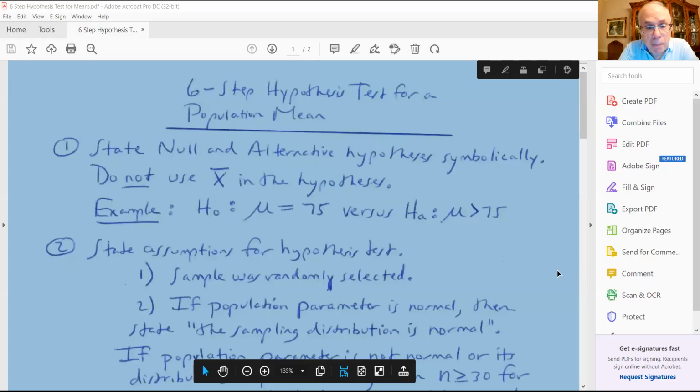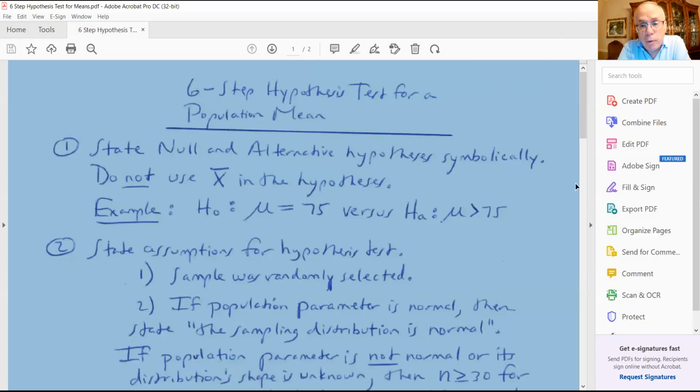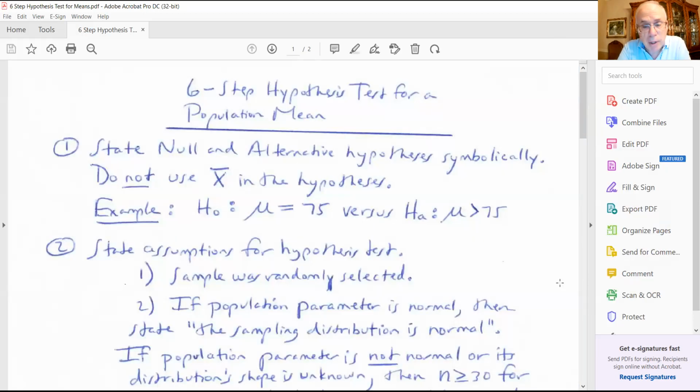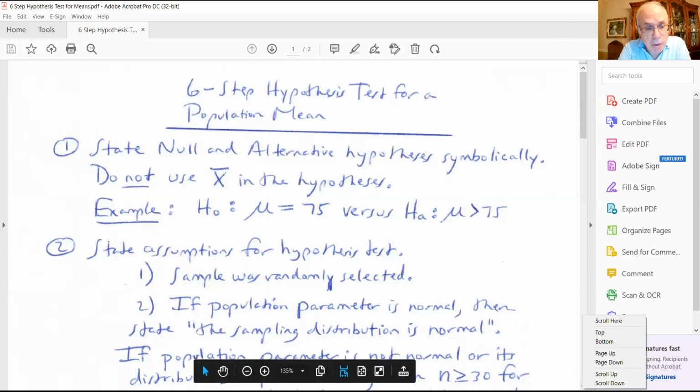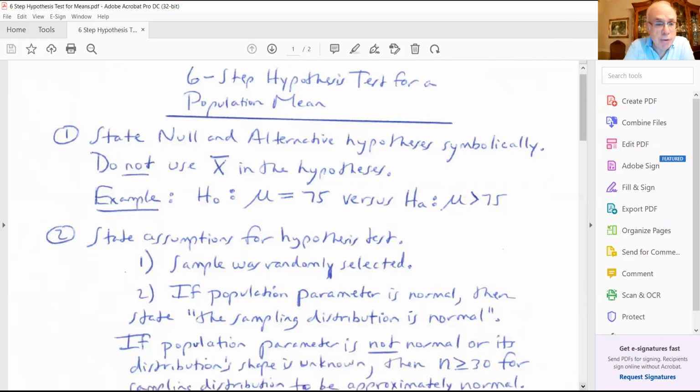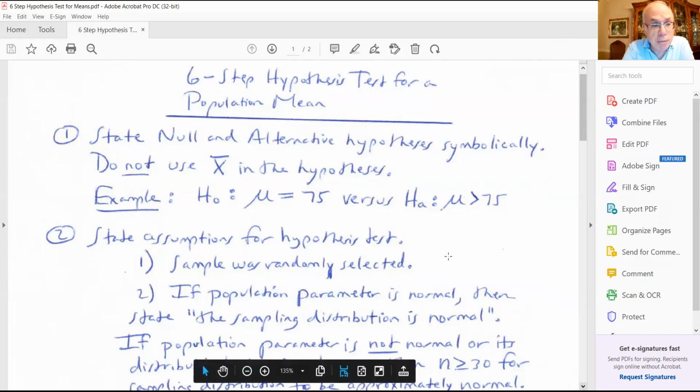I don't know why it's showing a little here. So hold on one second. There we go.